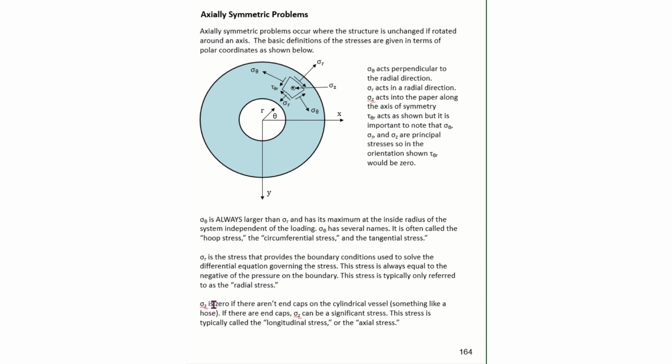Sigma z here is 0 if there aren't end caps on the cylindrical vessel. Something like a hose where there's just flow through it and there aren't any end caps, then sigma z can be 0. If there are end caps where we now have a closed pressure vessel, then sigma z can become a significant stress. And this sigma z is like an axial stress. It's like a P over A type of axial stress. And we'll look at the equations for that on the following slides.